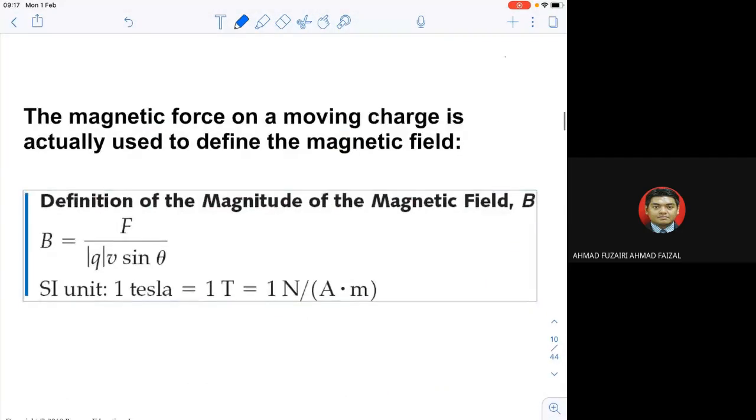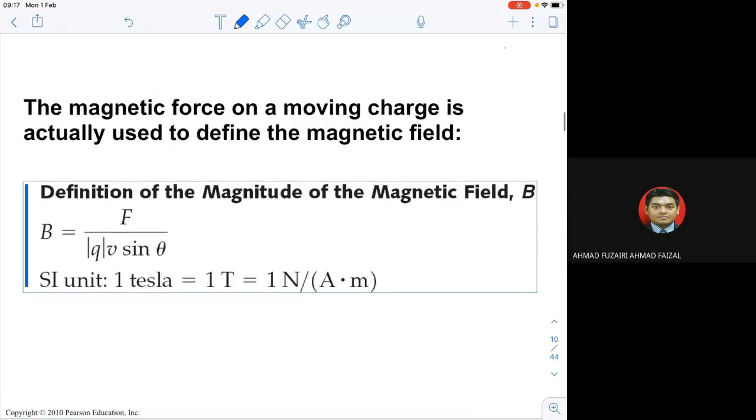Okay. So the magnetic force on a moving charge is actually used to define the magnetic field. We have F equals QVB sine theta, or normally F equals QVB if theta is 90 and F is maximum. Then we can rearrange the equation to define the magnetic field: B equals F over QV sine theta, or B equals F divided by QV.